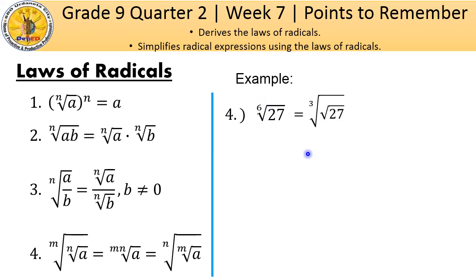It could also be written as this. Pinagbaliktad lamang yung mga index but still gives the same answer. Then, simplify natin yung mga nasa loob ng square root natin. So, from cube root of 27 to cube root of 3 cube. How? Exponential form of 27 is 3 cube. Para ma-cancel out yung isang index and then the exponent. Therefore, the answer is square root of 3.